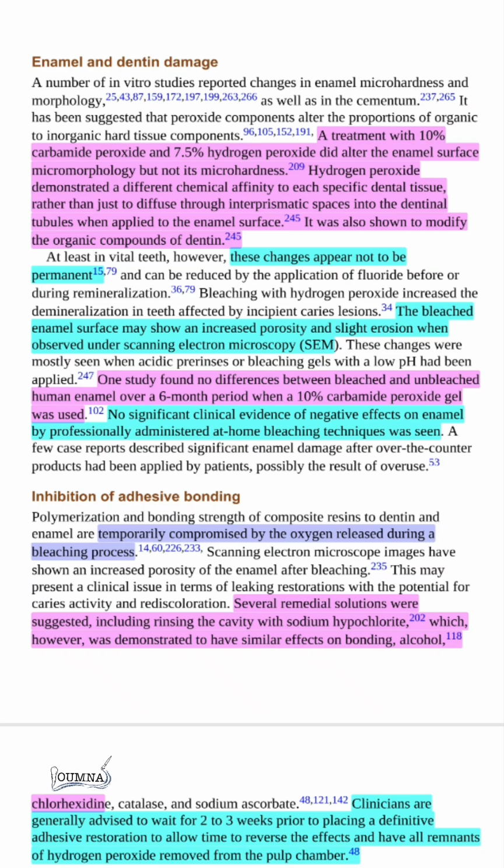The question is, does applying the bleaching procedure alter the hardness of the enamel? The answer is no. It causes a micromorphology change, but it has no effect on its hardness. So it is considered safe when applied in the right way using the appropriate material. However, it modifies the organic compound of the dentin. But these changes are not permanent.